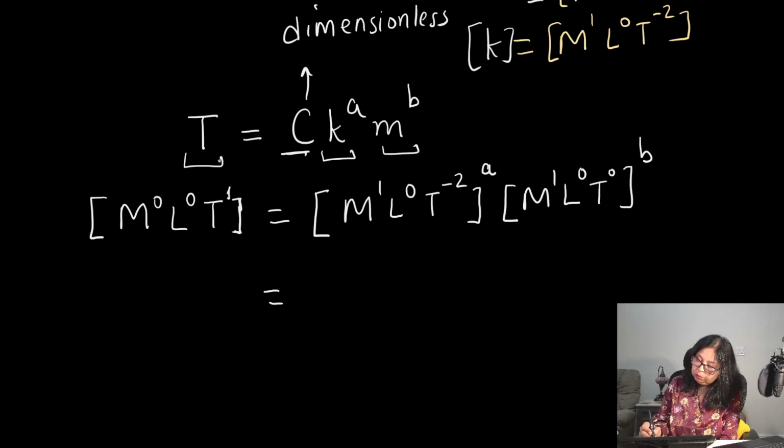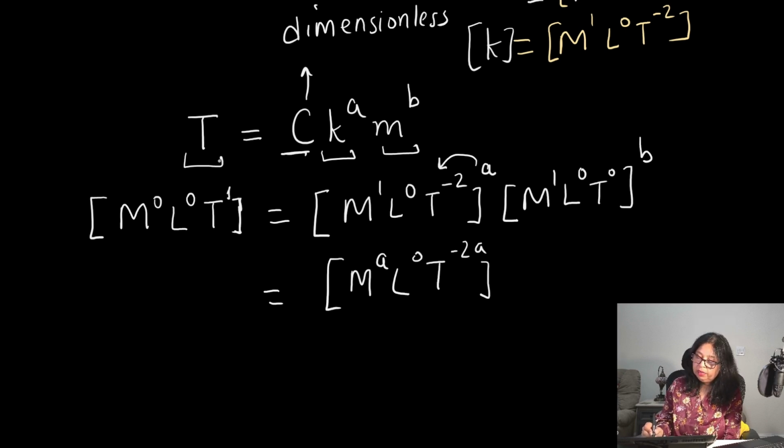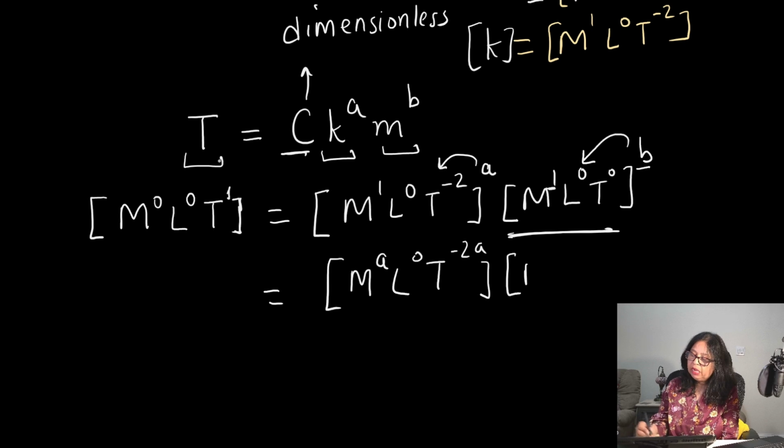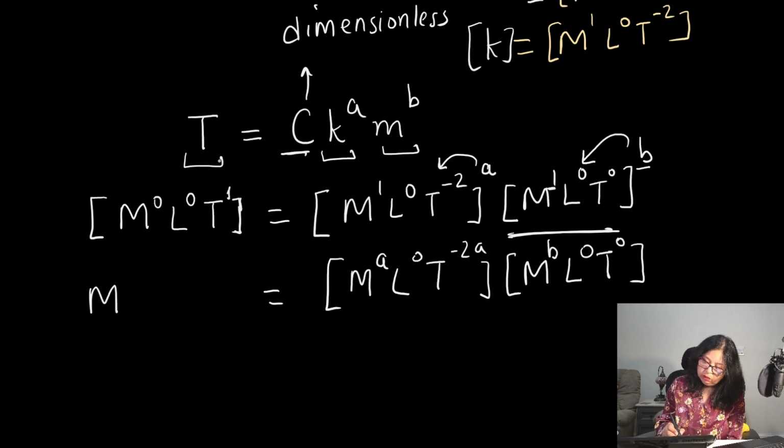Next, we are going to pull this A inside the parentheses. What does that give us? M to the power A, 1 times A is A. L to the power 0, T to the power minus 2 times A gives you minus 2A. Similarly, for the second dimensional formula, pull this B inside the parentheses. That will give you M to the power 1 times B is M to the power B. L to the power 0 times B is 0. T to the power 0 times B is still 0. On the left-hand side, I have M0, L0, T1.